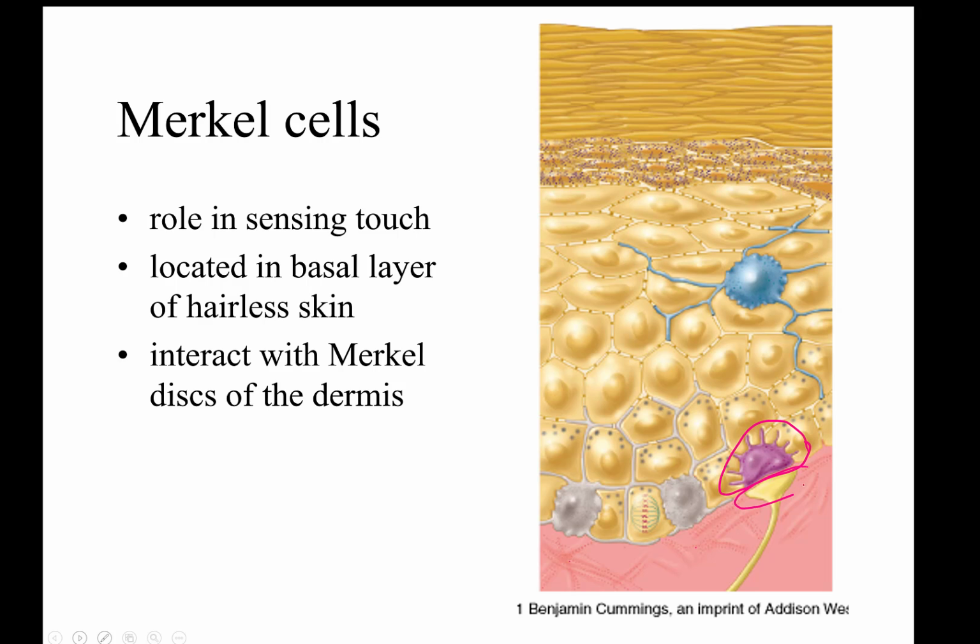How do I know? Well, it's associated with a Merkel disc. It's innervated. It also has cell processes, just not as long. So innervated means that it is associated with a Merkel disc, which is this nerve ending. And that nerve ending carries sensory information away to the central nervous system where it can be interpreted. So these are located in the basal layer of hairless skin. And so these are going to be primarily concentrated on your hands and feet.